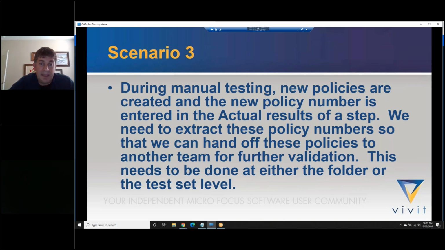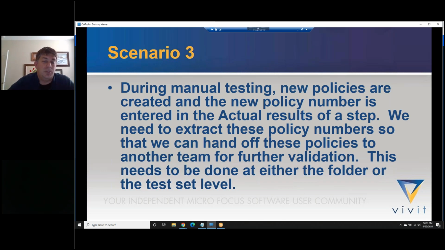So this scenario, and just so you know, this is an actual scenario that I had somebody come to me with a month and a half ago. So this is a real world scenario. You'll get to see some real world code that I have for this. During manual testing, we're an insurance company, so we create new policies during our testing. And one of the steps is we take the policy number that was created and we enter that as an actual result. So we have a step that says document policy ID number. And so we put that in the actual results.